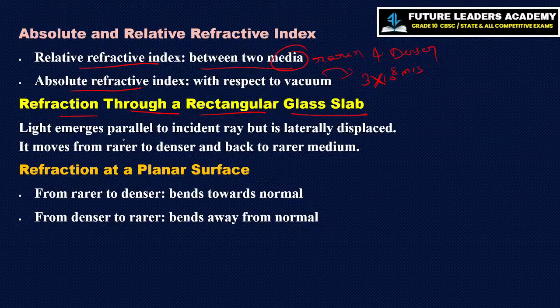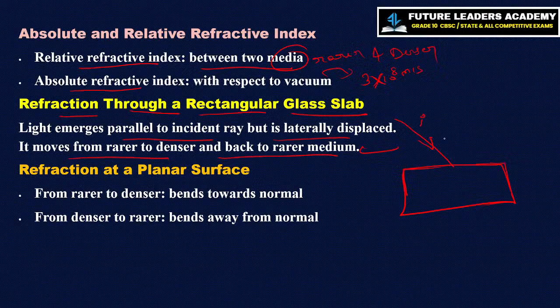Light emerges parallel to the incident ray, but it is laterally displaced. It moves from rarer to denser and back to the rarer medium. So I will explain this here. That is the glass slab, a rectangular glass slab medium. When light enters here, this is an incident ray. We need to draw a normal to that ray. Then the light ray will bend towards the normal.